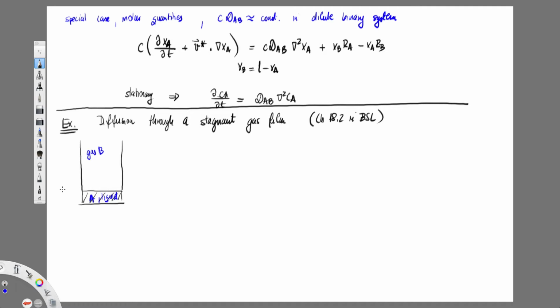And this is what I'm going to call here Z is equal to Z1. And here at the top, what I have is basically vapor of A going up and diffusing through B. Okay? So vapor of liquid A diffuses through stagnant gas B.